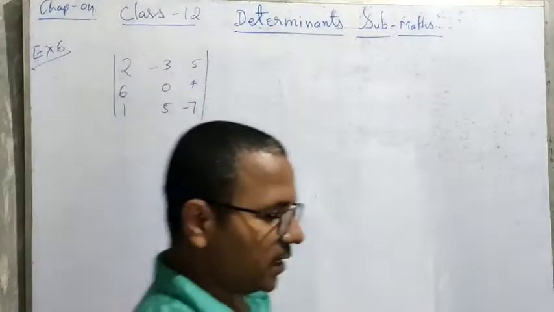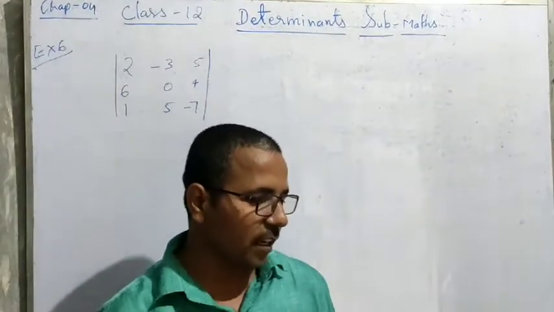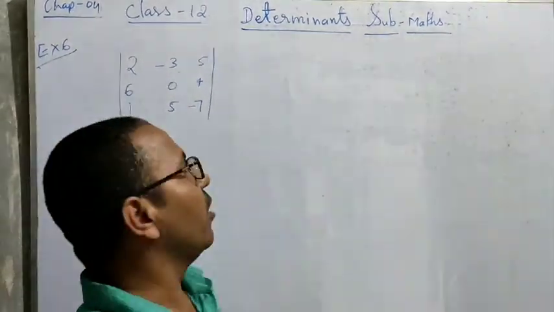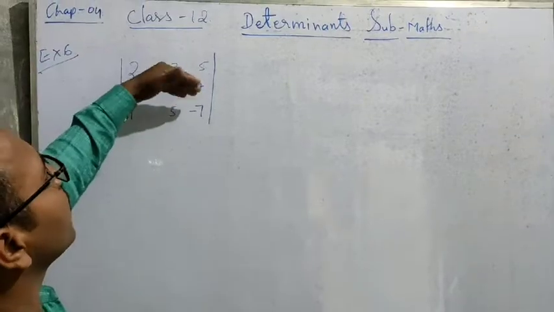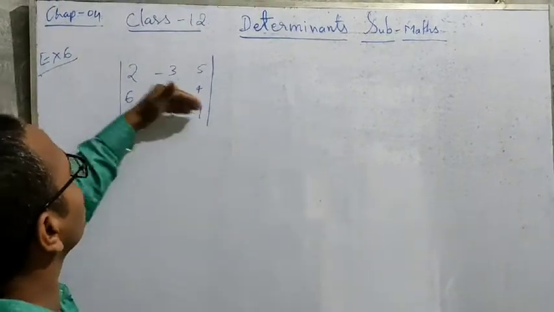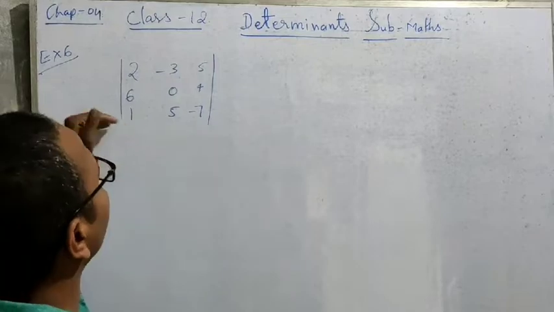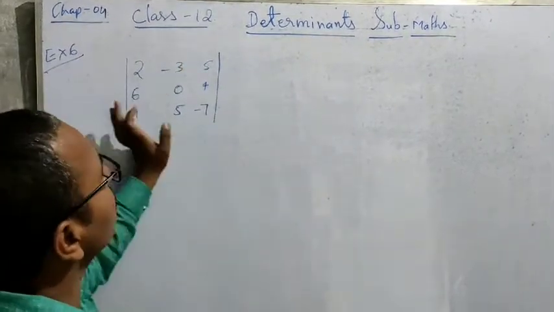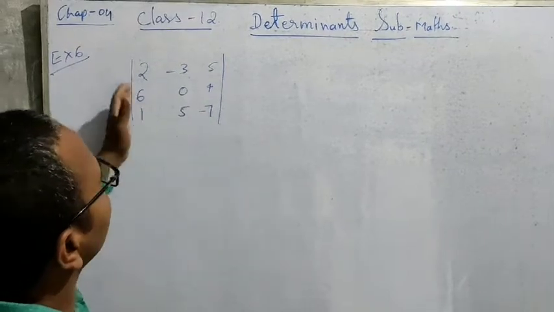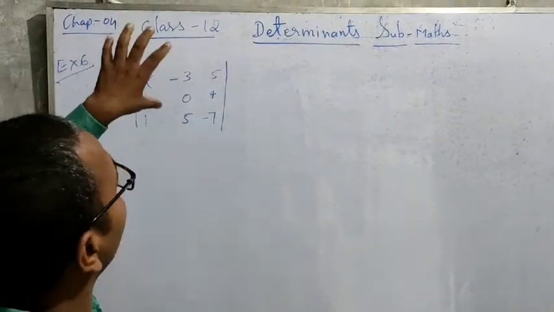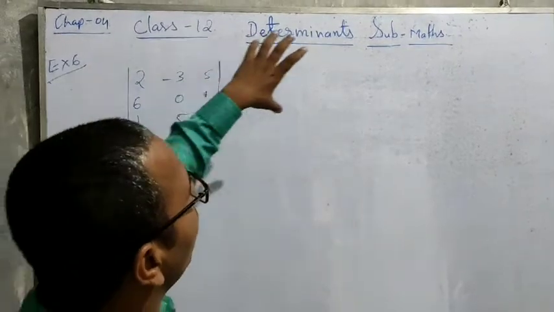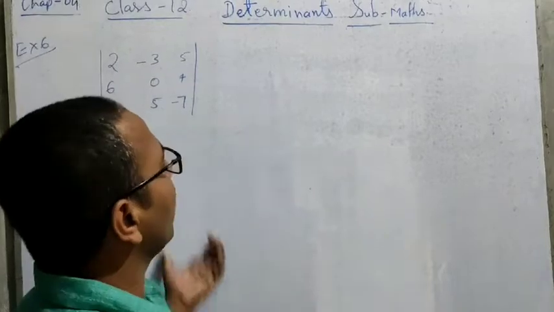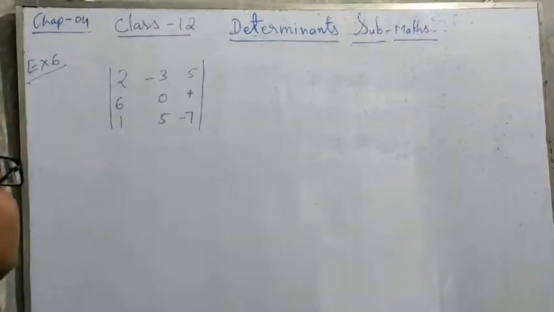So property number one tells us the value of a determinant remains unchanged if its rows and columns are interchanged. If you change its first row, it becomes the first column. Second row becomes the second column. Third row becomes the third column. That means we are changing rows into columns or columns into rows. So the value of the determinant and the value after interchanging, both values will remain the same.